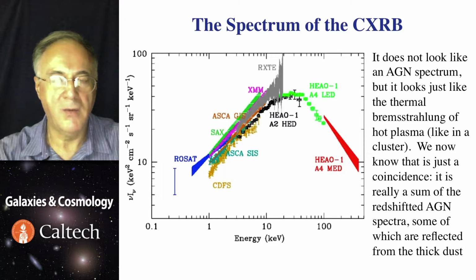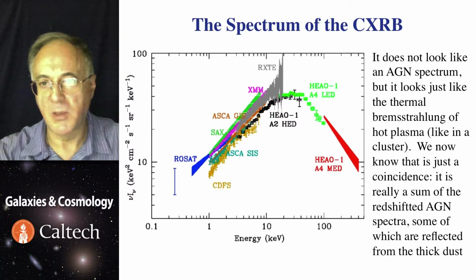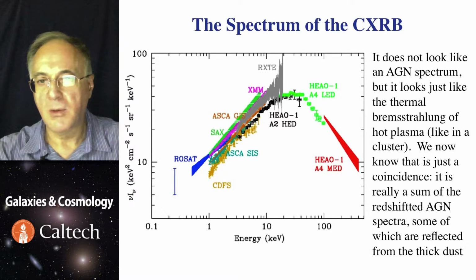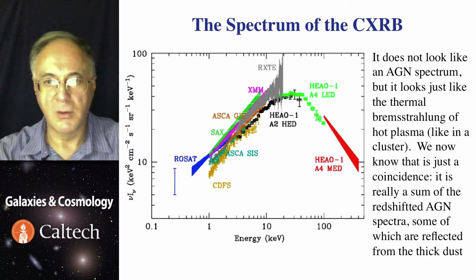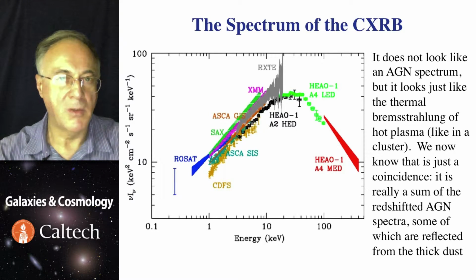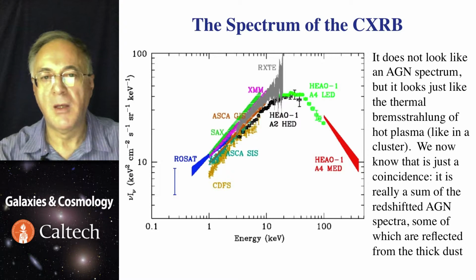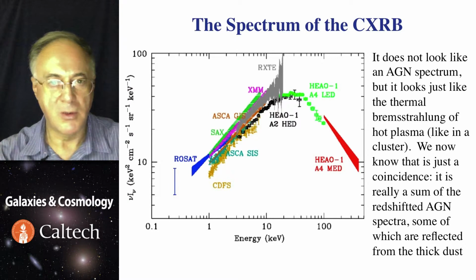So how can you have collective emission with a spectrum that looks like thermal emission from plasma composed of a lot of non-thermal sources? It turns out to be a combination of their evolution in time and redshift and slightly different ways in which X-rays are being released. Some of it comes directly from synchrotron electrons. Some of it comes from reflected emission from dust surrounding the active nucleus.